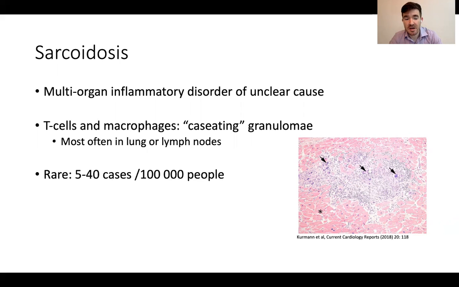And sarcoidosis is a very difficult disease to diagnose and manage. It's a multi-organ inflammatory disorder, which really is essentially of unclear cause. It's defined by the formation of caseating granuloma throughout the body, most often in lung and lymph node tissue, but really it can involve any organ, and the heart is no exception. It's a rare disease, varying reports of 5 to 40 cases per 100,000 people. And the image there actually shows an endomyocardial biopsy with the arrows showing the characteristic caseating granuloma seen.